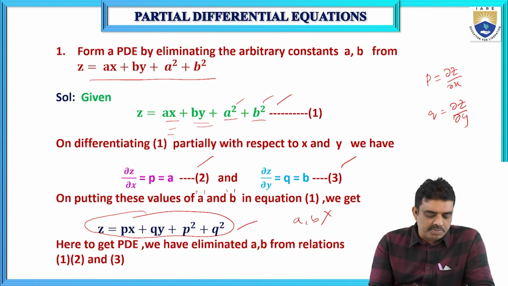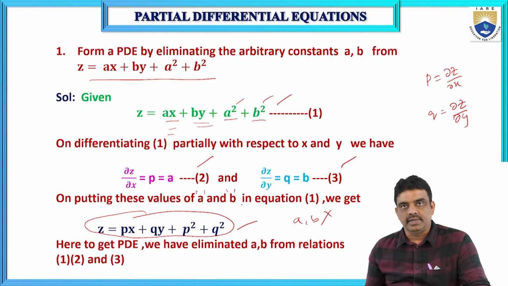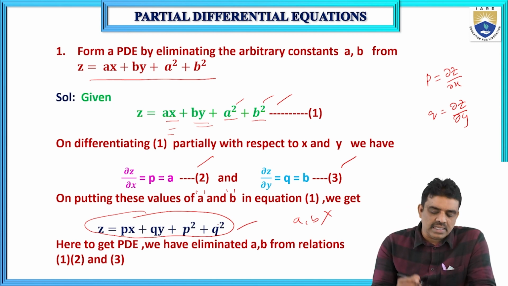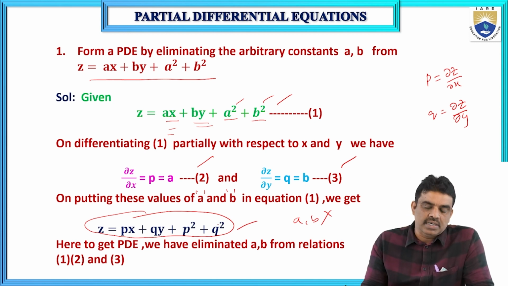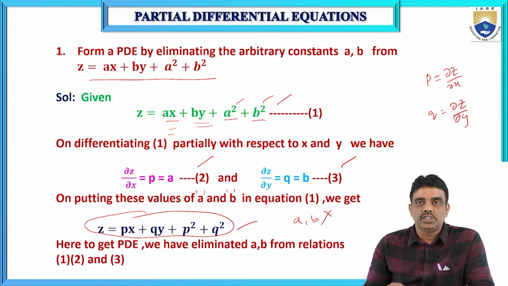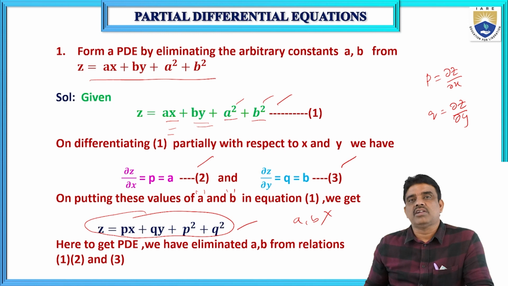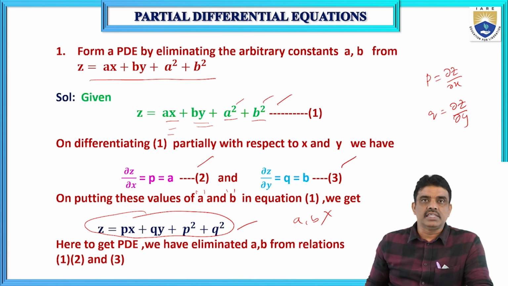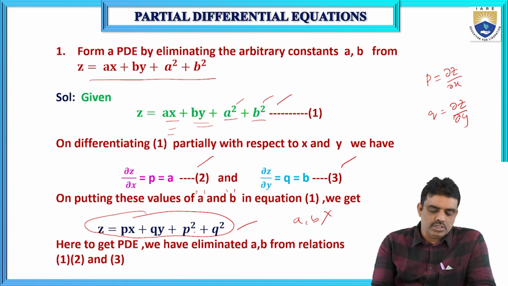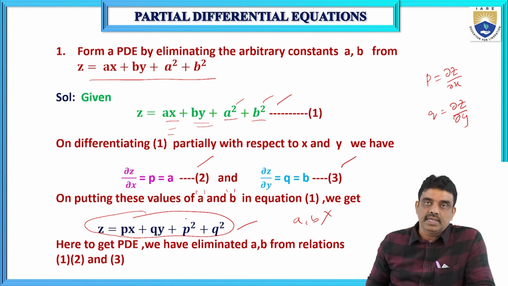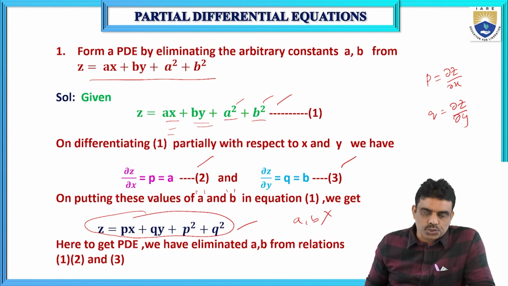Clearly it is a partial differential equation with respect to the given function. The observation is that to get the partial differential equation, we have eliminated a, b from the relations 1, 2 and 3. Clearly this is a first order partial differential equation. p means dou z by dou x, a first order derivative, and q is dou z by dou y. Both are first order derivatives involved in the equation. So it is a first order differential equation with degree 2, since it has dou z by dou x whole square, so the degree is not 1, it is 2.